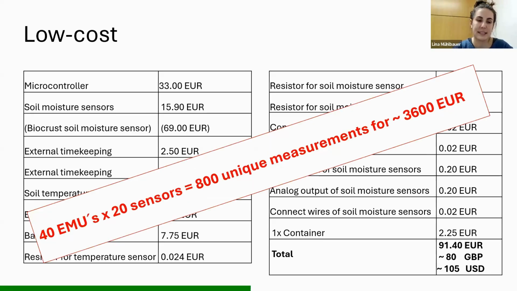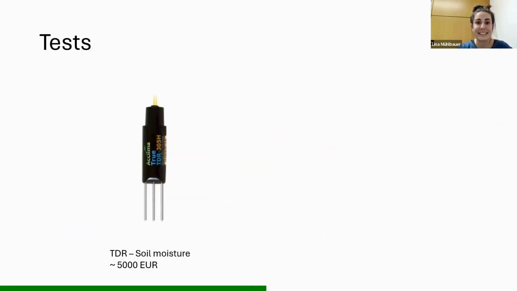But anyway, it enabled us that when we deployed these 40 EMUs, each with 20 sensors, we had 800 unique measurement points for 3,600 euros, which is still super cheap, just a little bit more expensive than you expected. And this is really cheap, especially in comparison, probably most of you know that, to these sensors.